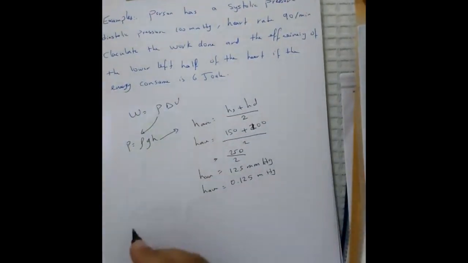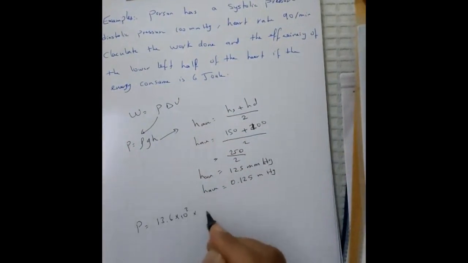Now apply there, because it's mercury, so P equals rho, 13.6 times 10 to the power 3, times 9.81, multiplied by H, 0.125. If you multiply together, you will get 1667.70 Newton per meter squared. Then I will put this P in, and then I will find delta V.